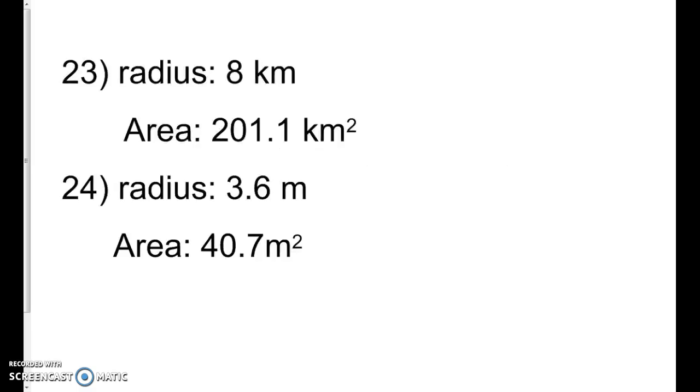And this is what I got. I got my radius for number 23 to be about 8 kilometers. And I got my area to be 201.1 kilometers squared. And then for number 24, I got my radius to be 3.6 meters. And then I got my area to be 40.7.